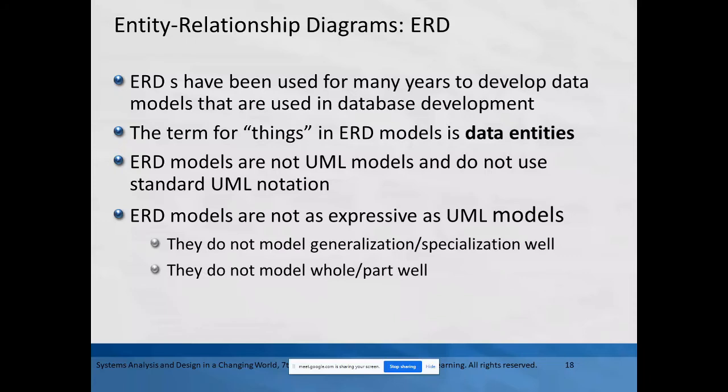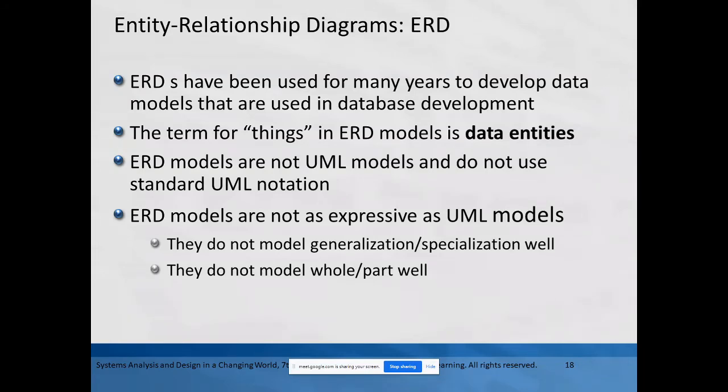So back to ERDs. He briefly addresses ERDs. These are the entity relationship diagrams. These are kind of like the equivalent to the class diagrams. The term for things in ERD models is data entities. Most of the time, I've actually seen them just called entities, not data entities. They're not UML models, and they don't use standard UML notation. That's true. If generalization and specialization is something you need to do, I suppose UML would be better. But again, that's more the exception than the rule.